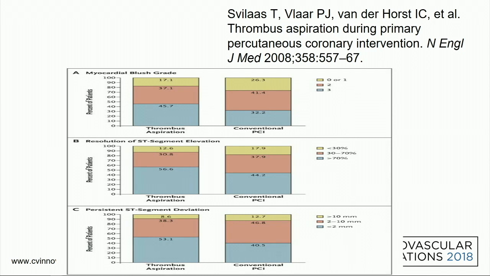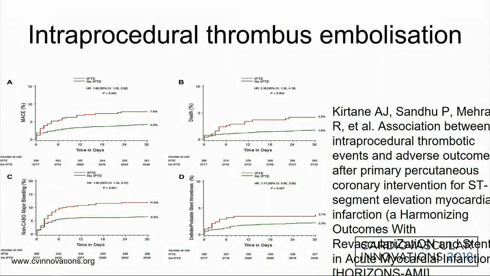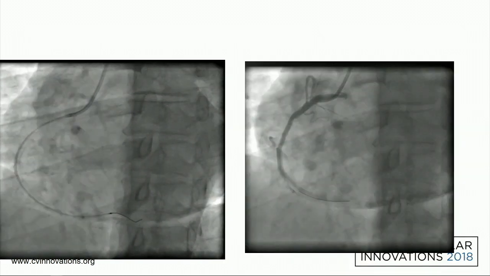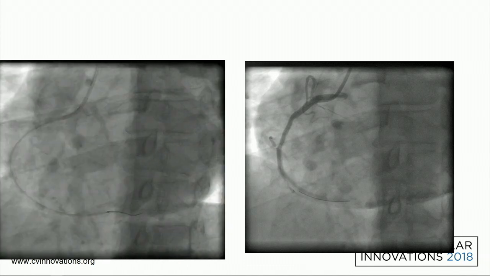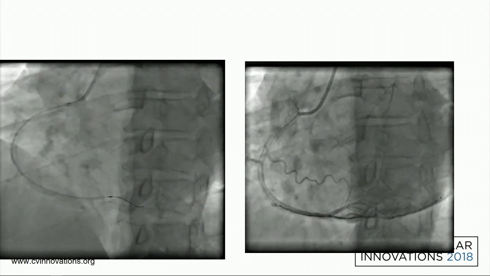This slide shows that once you do thrombus aspiration, your myocardial blush grade improves and the ST segment settles better. And this interesting slide again shows thrombus embolization, this red line, and no thrombus embolization. When you look at all the parameters like death, MACE, stent thrombosis, bleeding, everything is less when you have no thrombus embolization. Anyway, we managed to get all the clots out, and then we deployed the stent.